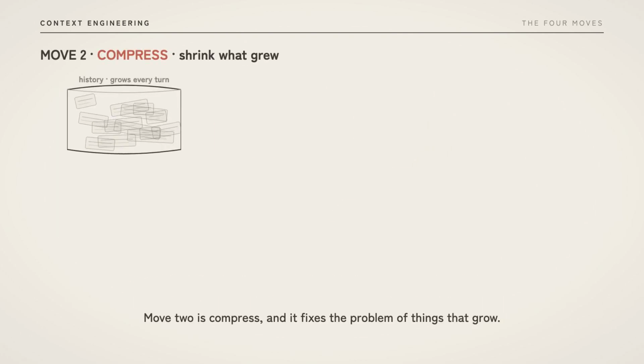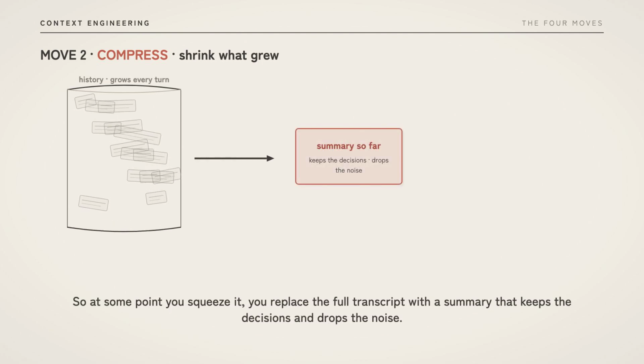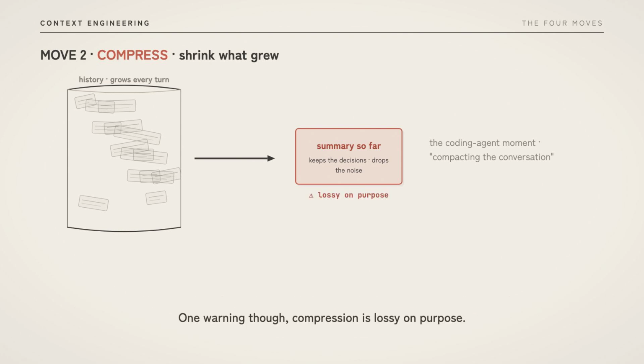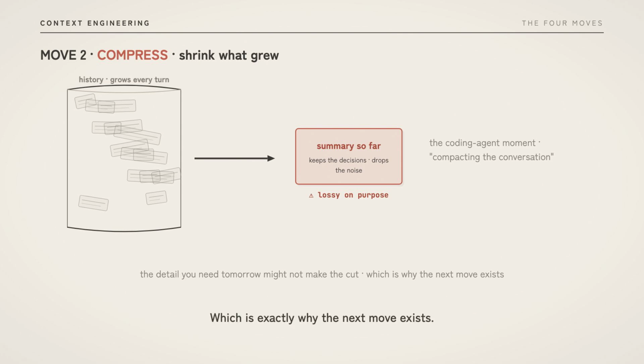Move 2 is compress, and it fixes the problem of things that grow. A long session's history gets bigger every turn, and remember, all of it gets reread every time. So at some point, you squeeze it, you replace the full transcript with a summary that keeps the decisions and drops the noise. If you use a coding agent, you watch this happen, that moment where it says it's compacting the conversation. One warning though, compression is lossy on purpose. A summary keeps what the summarizer thought mattered, and the detail you need tomorrow might not have made the cut. Which is exactly why the next move exists.